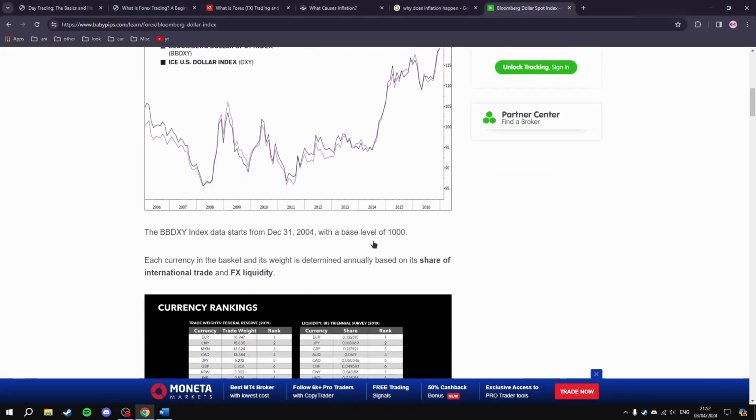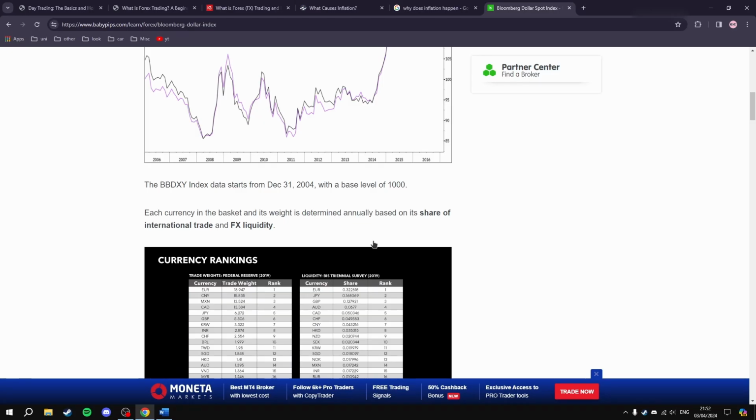Each currency in the basket and its weight is determined annually based on its share of international trade and FX liquidity.